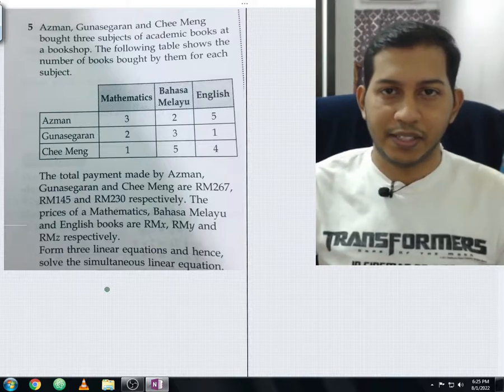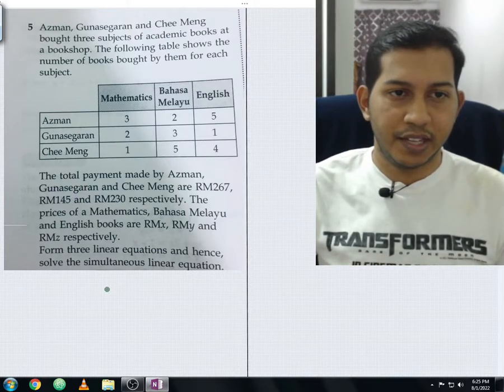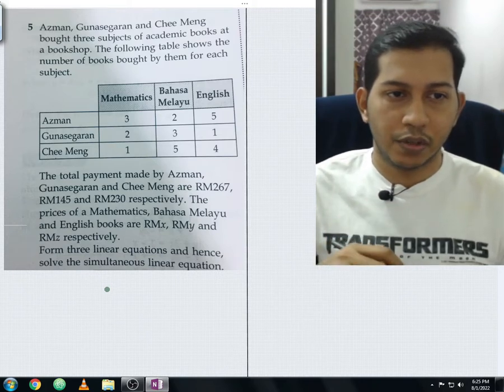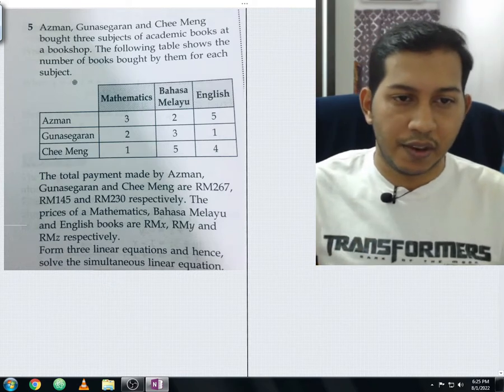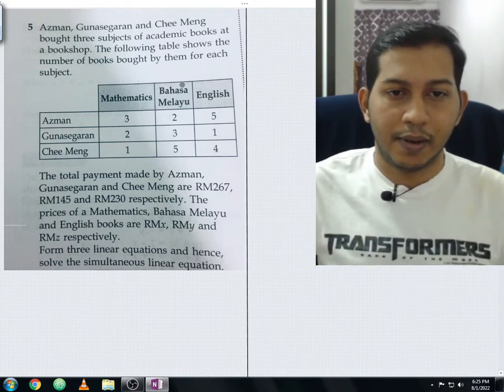Okay, let me read the question now. Azman, Gunasekharan and Chimeng bought 3 subjects of academic books at a bookshop. The following table shows the number of books bought by them for each subject. So as you can see here, you have mathematics, Bahasa Melayu and English.